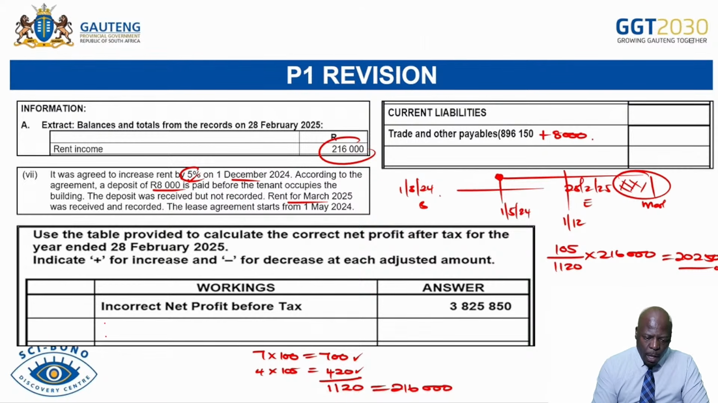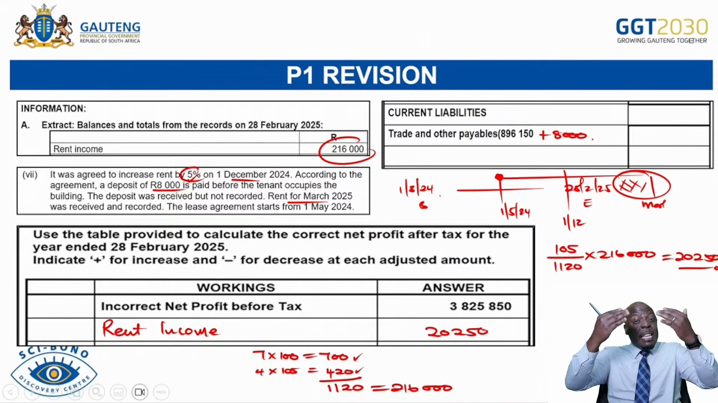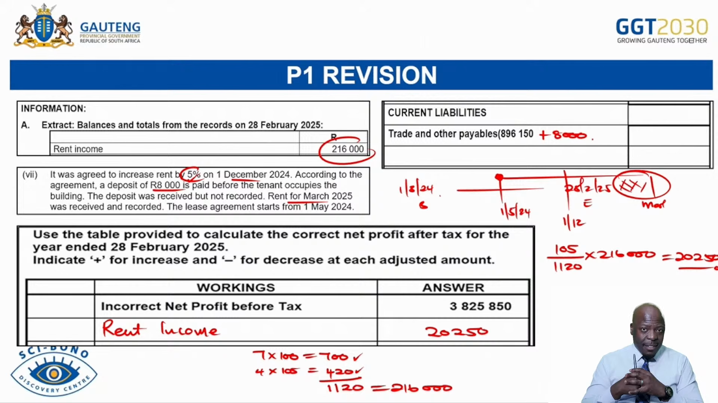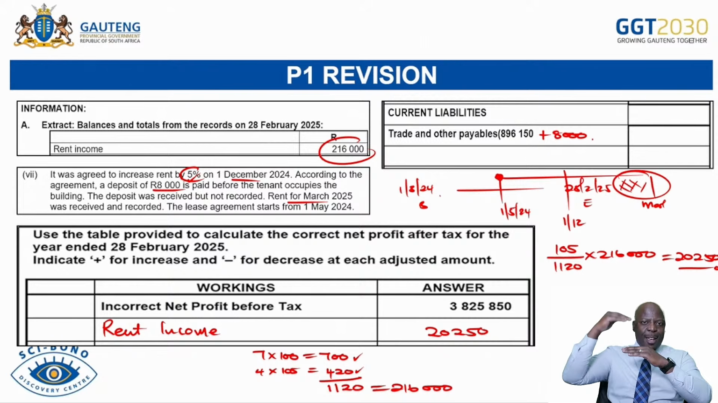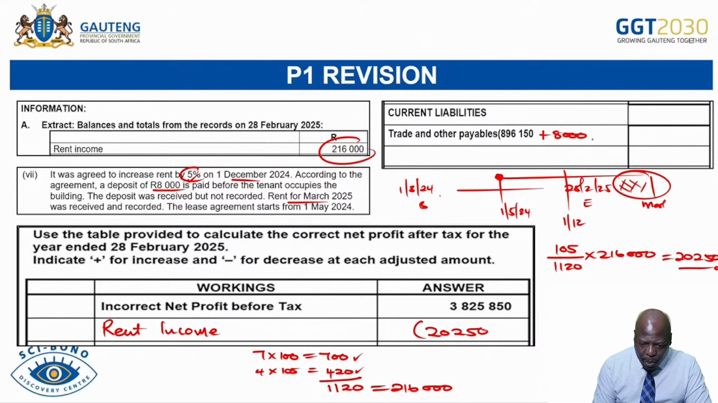So we have rent income here of 20,250, which we have received, but in advance. So when we received this rent, it increased our profit. It overstated our profit. And once our profit is overstated, that is wrong. So to correct it, therefore, we come and we subtract it. So we say minus 20,250 there.